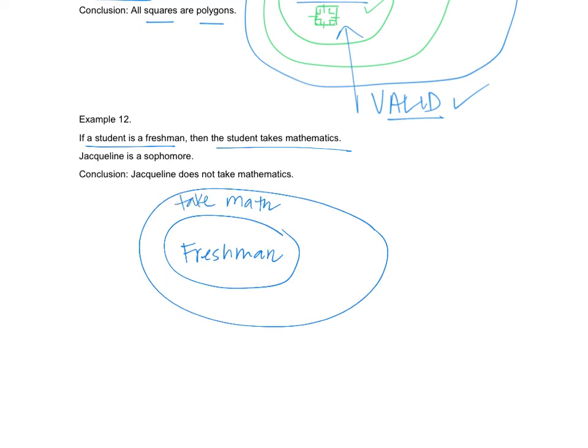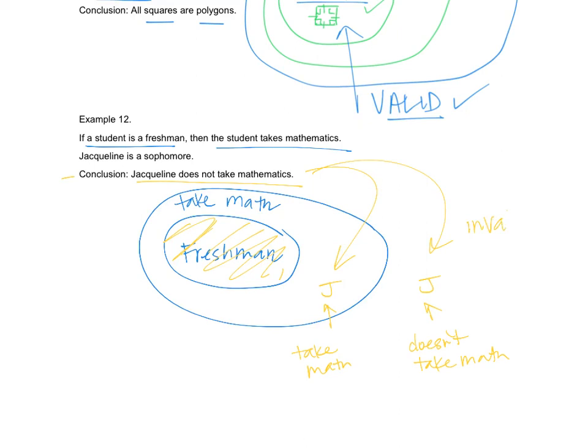Now it says Jacqueline's a sophomore. So we know that Jacqueline does not live inside the freshman circle. So Jacqueline doesn't live there. But she could live here, or she could live outside of there. So she could take math. If she's living in here, she takes math. If she's living out here, she doesn't take math. So she could live in either place. So the conclusion says Jacqueline does not take math. Well, we don't know, because she could live here or she could live here. So we would say that it's invalid. All right, and that's all we got for logic.